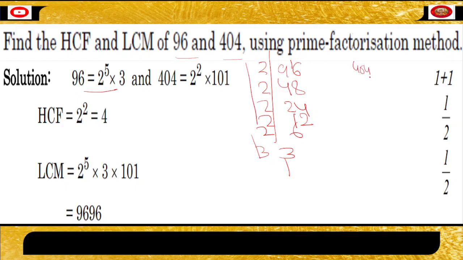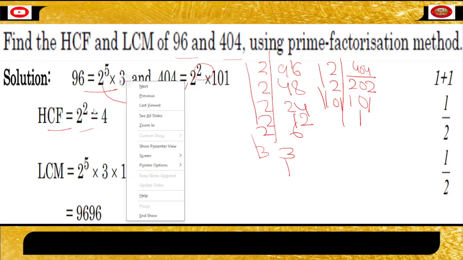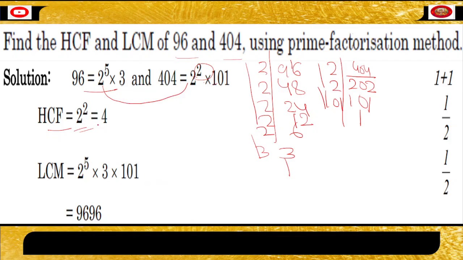Next is 404. 404: 2 2s are 4, 0, 2 2s are 4. Next, 2 1s are 2, 0. Next 1, 0, 1, 1s are. That means 404 is written as 2 square into 101. HCF means common in both the numbers. Here is a 2, here is a 2. Their lowest power is 2 square, that is written here. Here is a 3, here is not a 3. Here is 101, here is not 101. That means HCF is equal to 2 square, which is equal to 4.